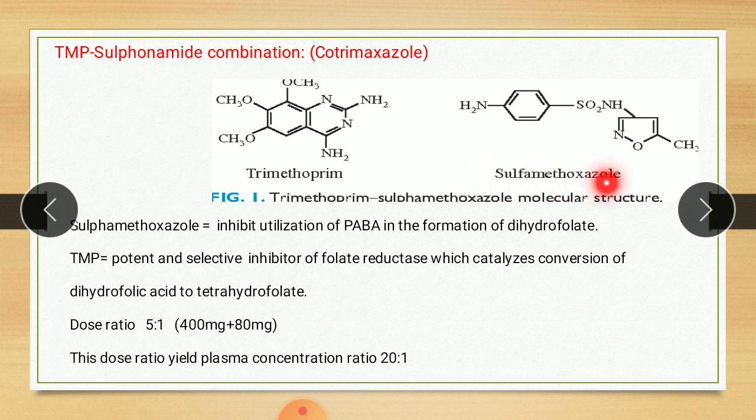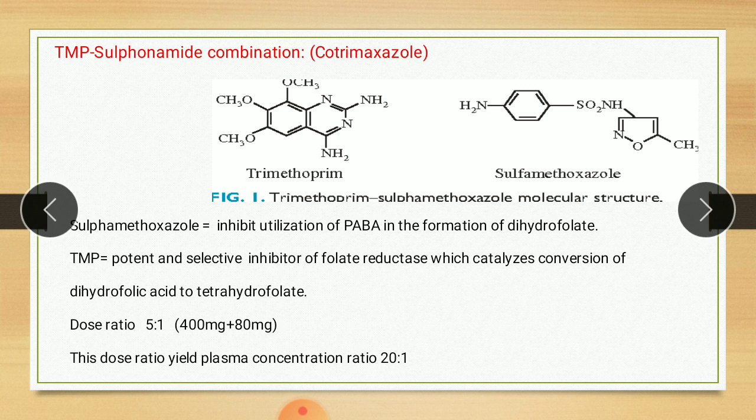In the case of sulfamethoxazole, it is a sulfa drug. Sulfamethoxazole was selected from the systemic sulfonamide class on the basis that it has similar pharmacokinetic features, that is rate of absorption and elimination, same as that of trimethoprim. So from different sulfonamides, sulfamethoxazole is chosen because it has approximately similar pharmacokinetic properties as trimethoprim.